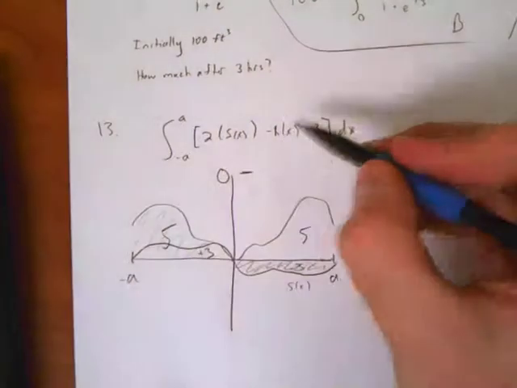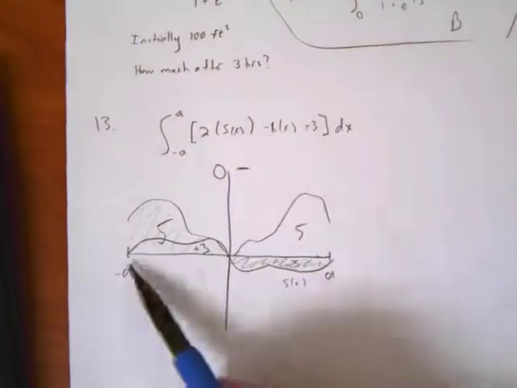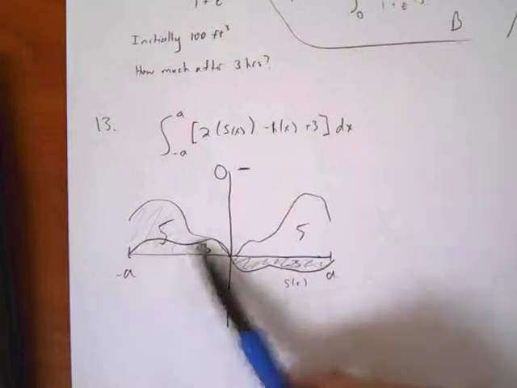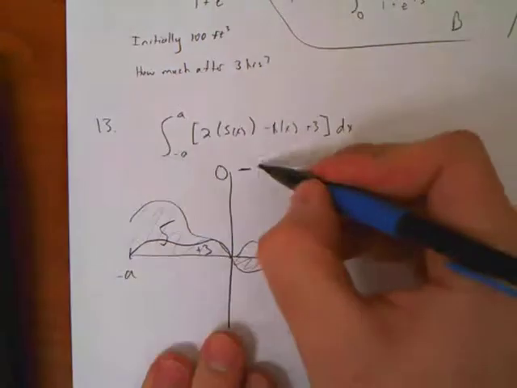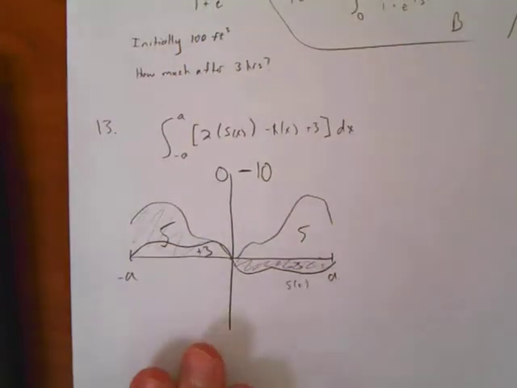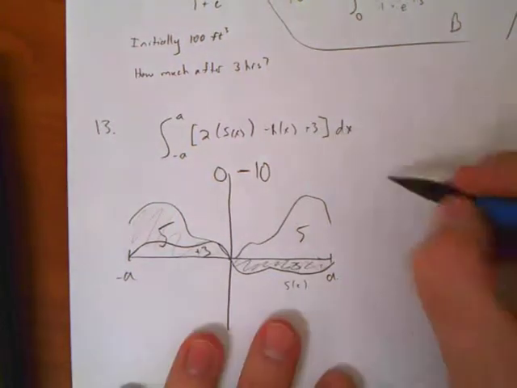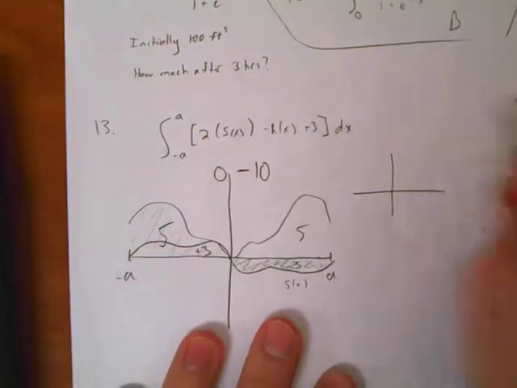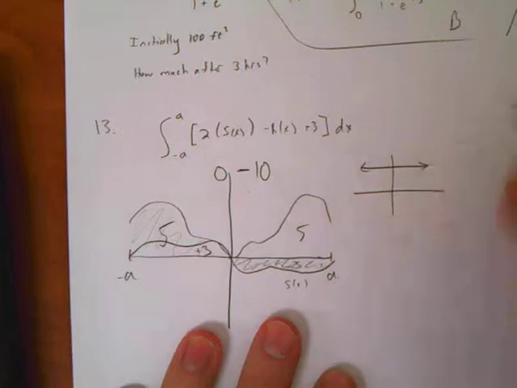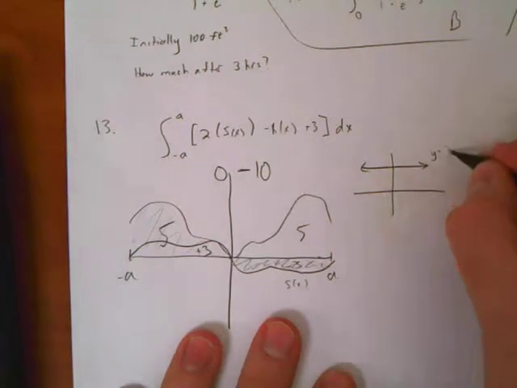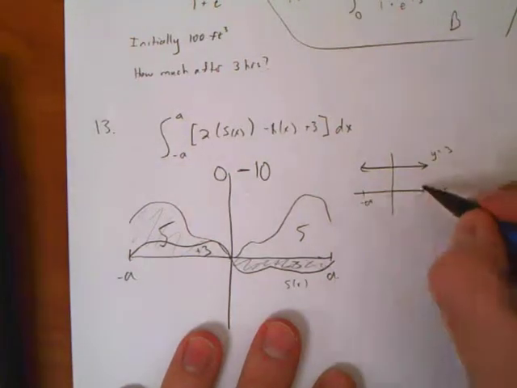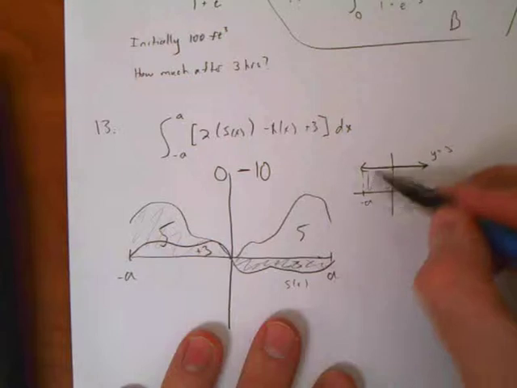Now we have to minus r of x. R of x from -a to a is this area plus this area, which is 10. So we minus 10. And now the integral of 3 from -a to a. And I want you to think about what that looks like. If this is 3, this is the function 3. And we're going from -a to a. And we're looking for this area.